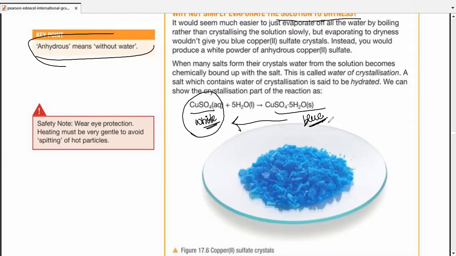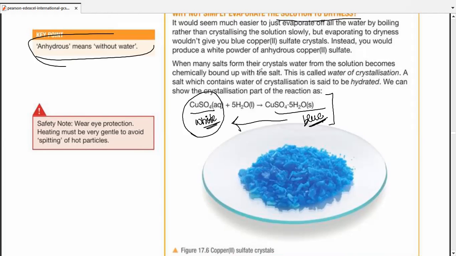However, most of the time we want to get hydrated salts. So that's why we get to the point where we have a saturated solution, we do not evaporate to dryness, and then we simply dry them up using a blotting paper. That way we will be able to get the blue salts we need. Fair enough?